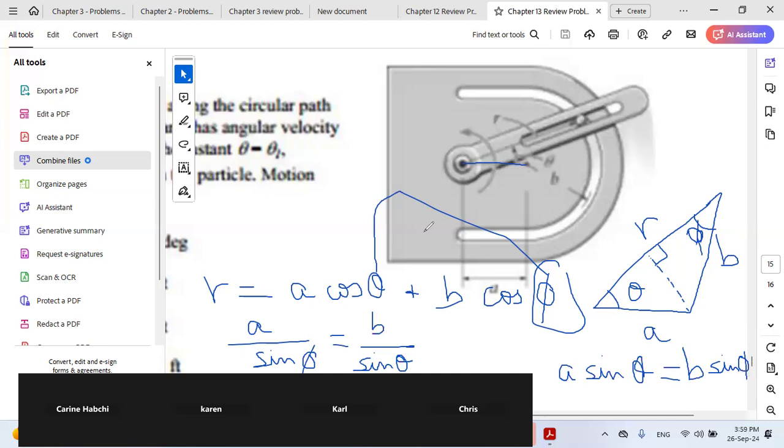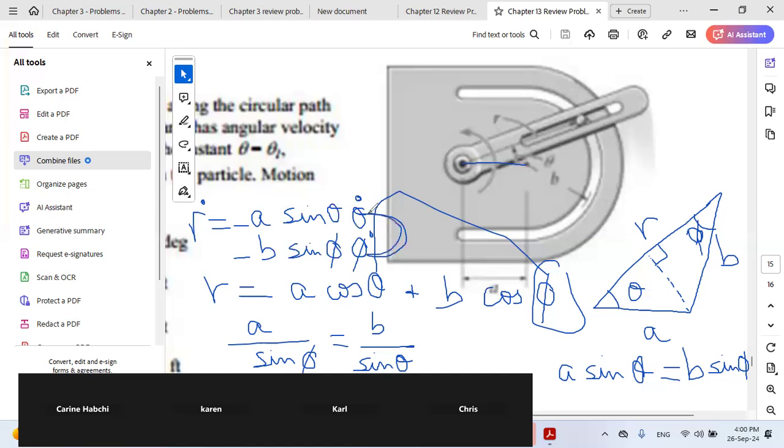For example, when you calculate R dot, what is R dot? R dot is minus A sine theta theta dot, and similarly, for the second term, it's minus B sine phi phi dot. But I have two variables, theta dot and phi dot, so I need to relate phi dot and theta dot.